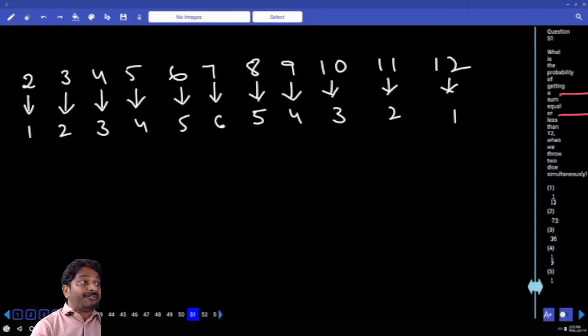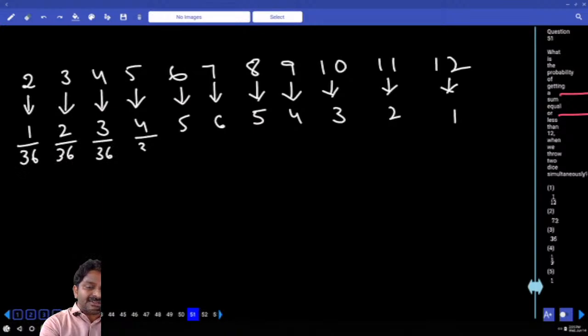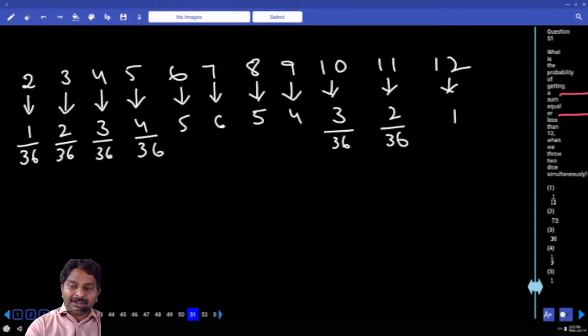So the probability of each case is 1 by 36, 2 by 36, 3 by 36, 4 by 36. Like that, everywhere the denominator is going to be 36.